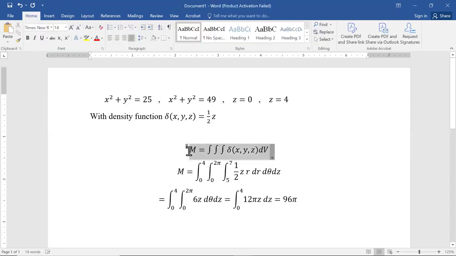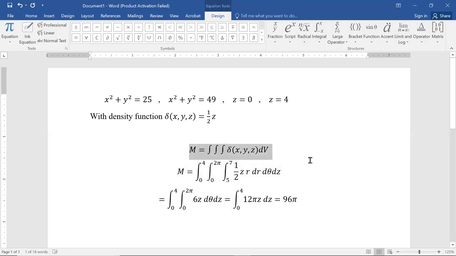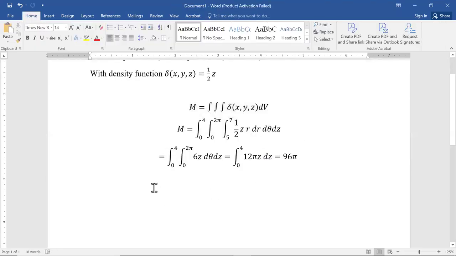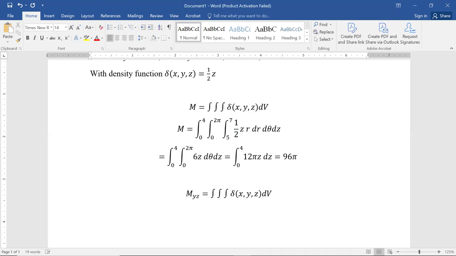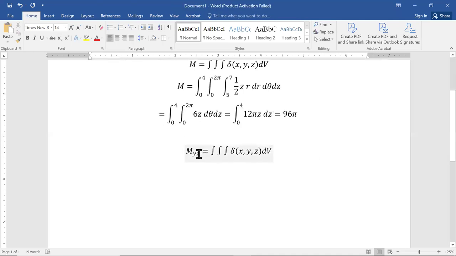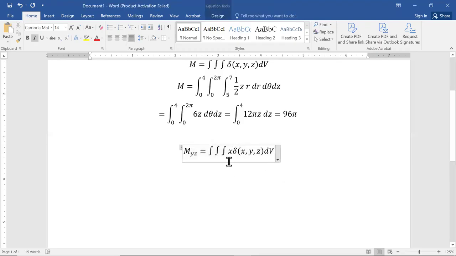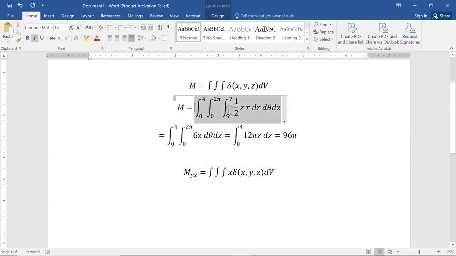Now, our center of mass, we usually write in rectangular coordinates, so I'm going to do that as well. We now have the mass of 96 pi. Let's do a center of mass. The moment from the YZ plane is going to be an x multiplied times my density function.